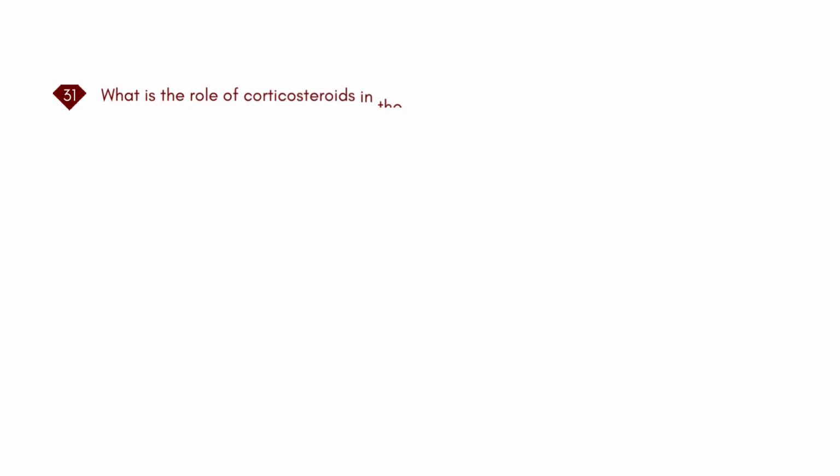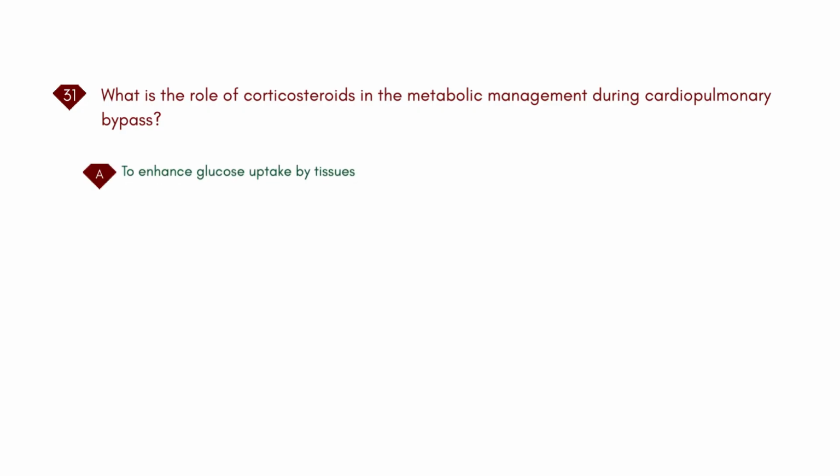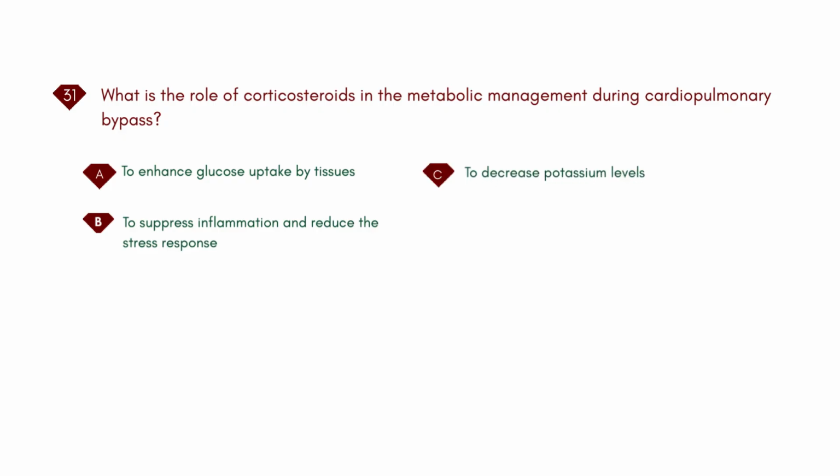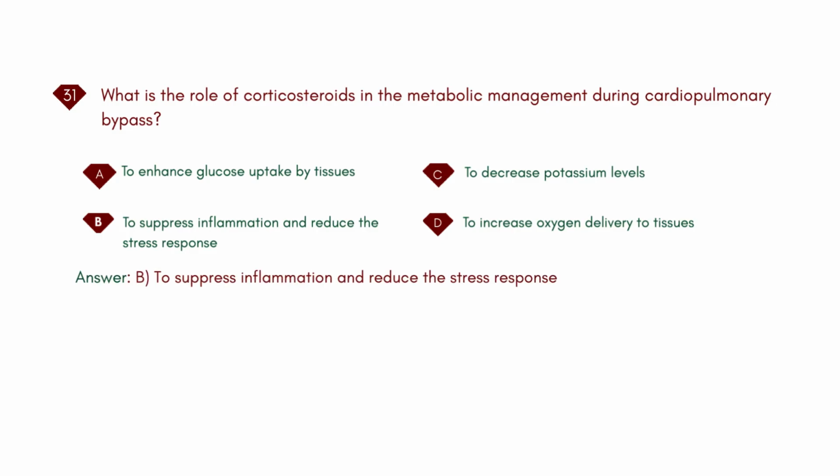What is the role of corticosteroids in the metabolic management during cardiopulmonary bypass? A. To enhance glucose uptake by tissues. B. To suppress inflammation and reduce the stress response. C. To decrease potassium levels. D. To increase oxygen delivery to tissues. Answer: B. To suppress inflammation and reduce the stress response.